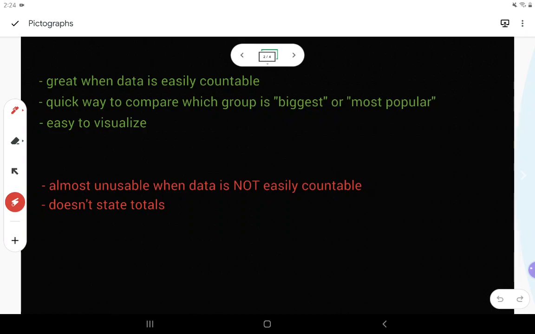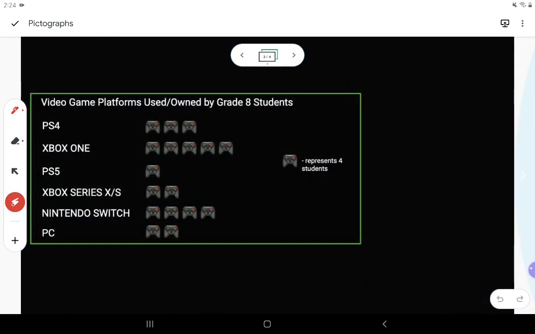Now, some downsides of a pictograph: they really are almost unusable when the data is not easily countable. So I will show you quickly at the end here how I could make data not easily countable and then how it just will not work nicely as a pictograph. And while it doesn't state the totals, right, so I had to do some counting to figure out how many students had the PlayStation 4 and how many had the Xbox One. It doesn't necessarily state the totals, but it is still fairly simple to get them.